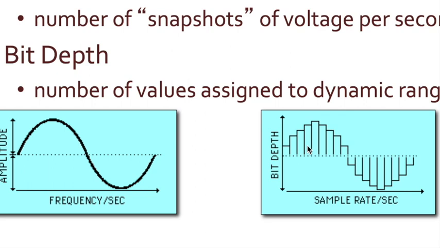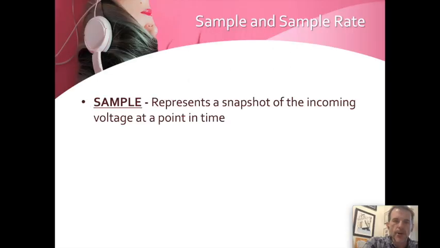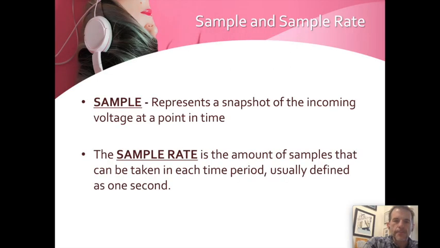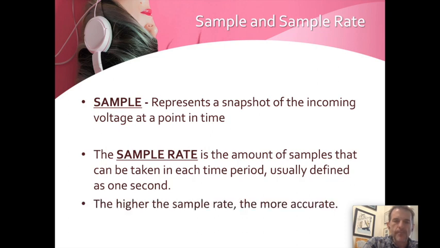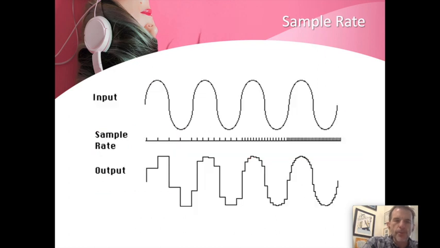We then get, again, these stair steps. They don't represent exactly what's happening, but it's for us to see as a representation of the analog signal. So the snapshots represent our incoming voltage. The sample rate is the number of snapshots taken per second. The higher the sample rate, the more accurate. So we look through here and we have increasing sample rates, from very poor sample rates to higher sample rates, and we get closer and closer to looking exactly like the incoming signal.